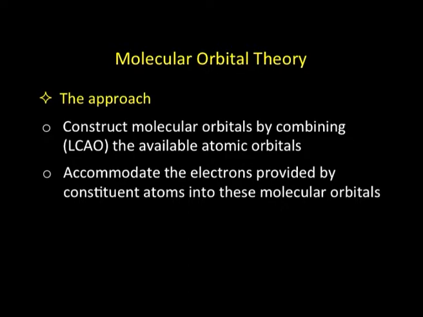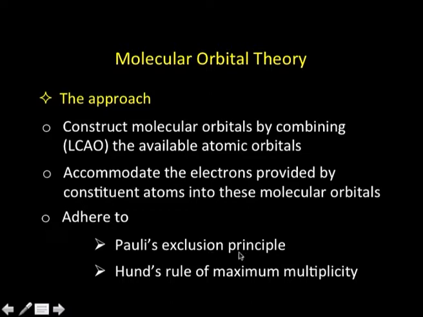Suppose there are two atoms 1 and 2. We take the atomic orbitals of these two atoms, put them together, generate the molecular orbitals, and then the numbers of electrons in the two atoms are added together, and those electrons are distributed amongst these energy levels, which are the molecular orbitals. In the process of distributing electrons among the molecular orbitals, we have to adhere to the Pauli's exclusion principle and Hund's rule of maximum multiplicity, as we did in the case of atoms.